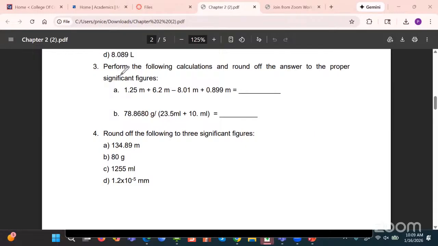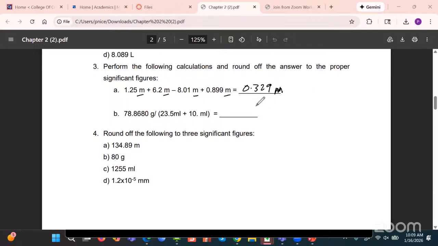Number 3A. This is what you're given. The question is asking you to perform the calculations and round off the answer to the correct number of significant figures. Of course, you'd have to use your calculator to do this. It's 1.25 plus 6.2 minus 8.01 plus 0.889. And according to my calculator, and please correct me if I'm wrong, I got 0.329. The units here would be meters because you're adding meter units across the board.